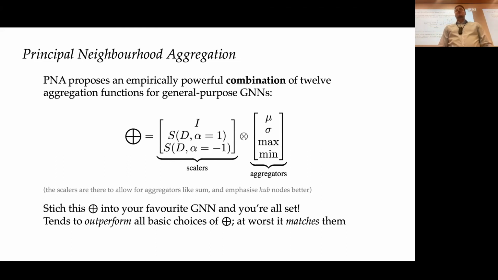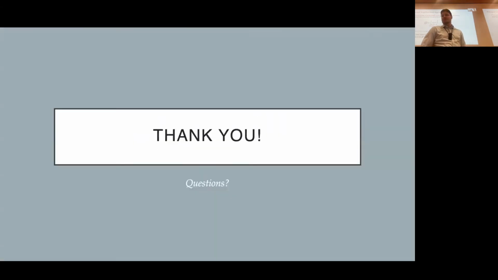What we found empirically is that in almost all cases, this outperforms all basic choices of the aggregator. And at worst, it matches the best performing one. So we also saw this in our Google Maps paper, for example, where a very complicated combination of deviation aggregators actually performed the best for predicting travel times in Google Maps. And that's actually the last slide of the main part of this tutorial.